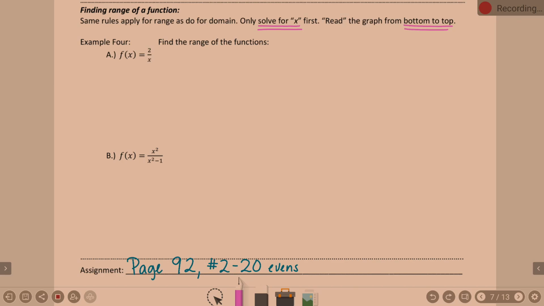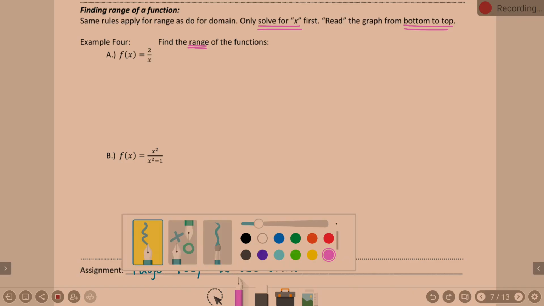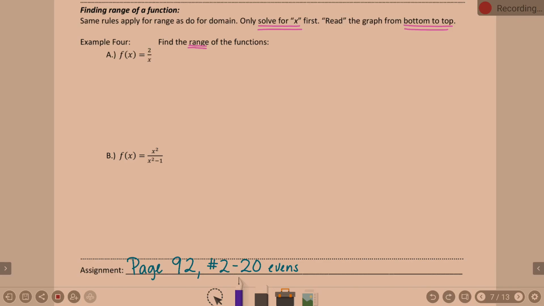Okay? So when we are talking domain, the equations were y equals, and it's, okay, what are the x's doing? Oh, we can't have an x in the denominator. It can't be under the radical, those type of things. Well, now when we talk range, it's what is the y doing? Okay? I don't care about the x anymore. I care about the y. So one option is to solve for x first. So, okay, we all know f of x is a fancy name for y. So this equation is really y equals 2 over x.